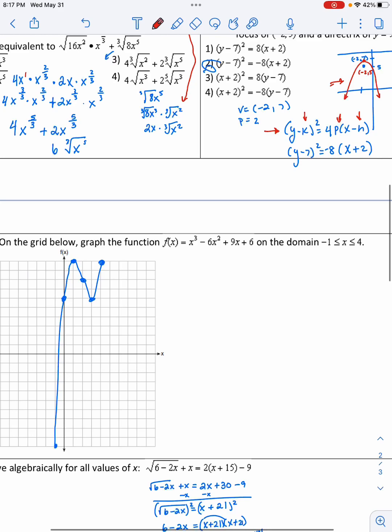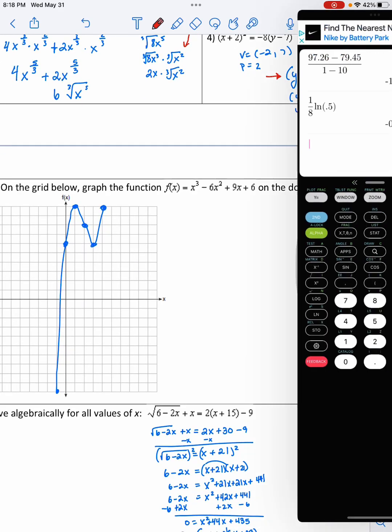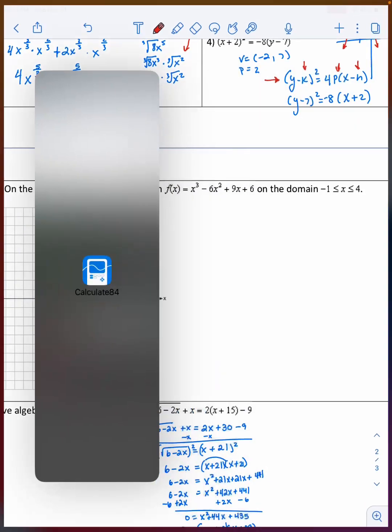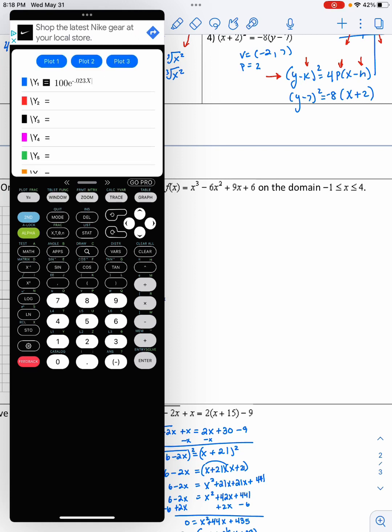All right, this one here, we're just going to go ahead and put in our calculator. I already have it written and graphed, but I'll show you how to put it in your calculator. Okay, go to y equals, put in your values. Now it says only using this domain, so from -1 to 4.